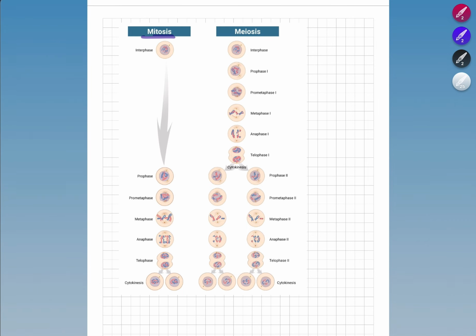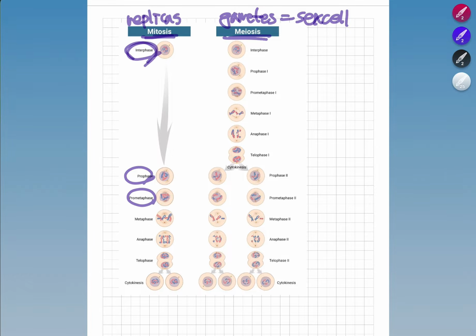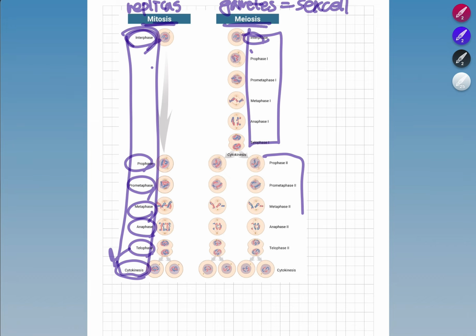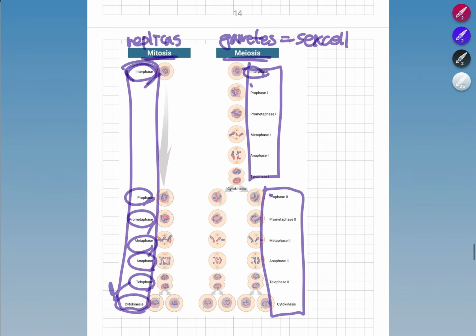So think of mitosis as creating replicas, and meiosis as creating gametes, which are known as sex cells. So remember, mitosis is just going to go through the process of interphase, prophase, prometaphase, metaphase, anaphase, telophase, and cytokinesis just once. But for meiosis, it's going to go through the first steps that include all of these steps, and then another second step, because it has to separate into sex cells.